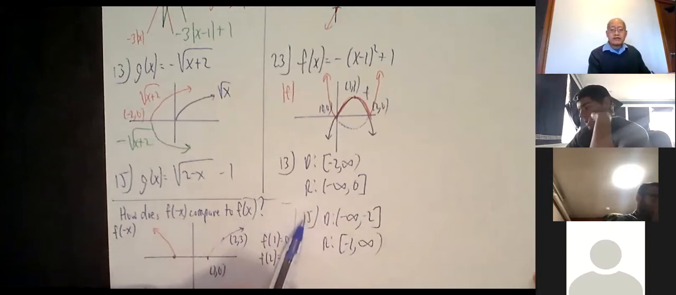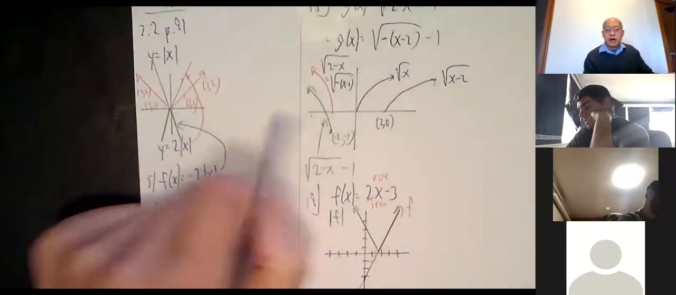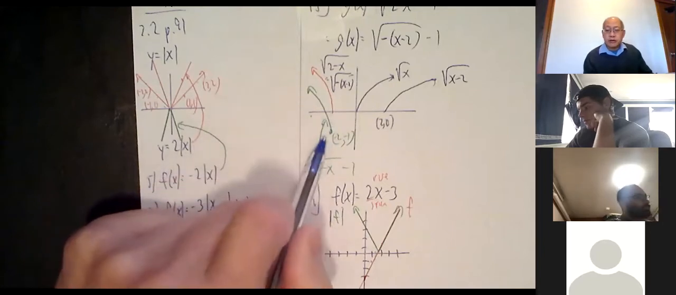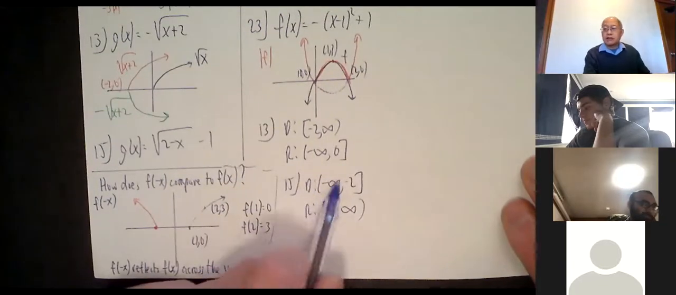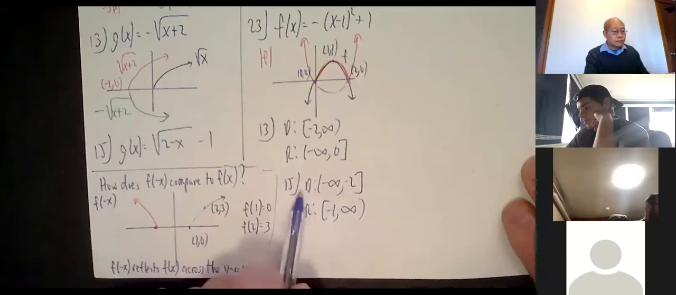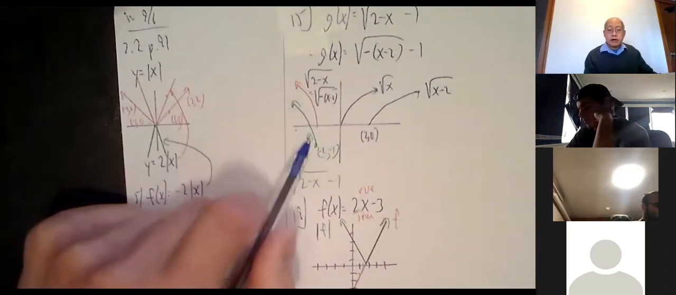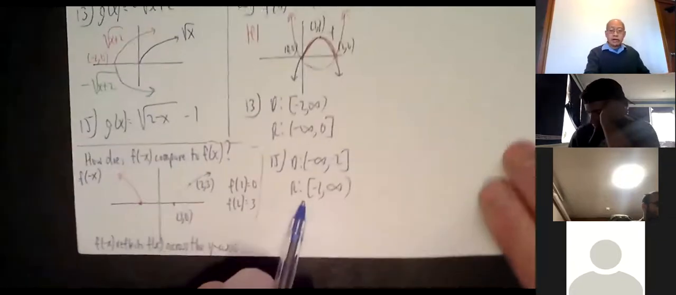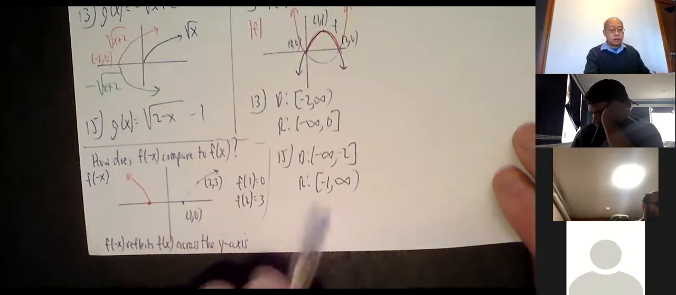And then 15 asks for the domain and range also. So 15 was up here. So x, it can go as far to the left as you want, so -infinity, but the furthest right is -2, including -2. So the domain would be parenthesis, -infinity, comma, -2 bracket. And for the range, so this green graph, it goes as high as you want. The lowest is -1. So the range is from -1 to infinity right there. Okay.